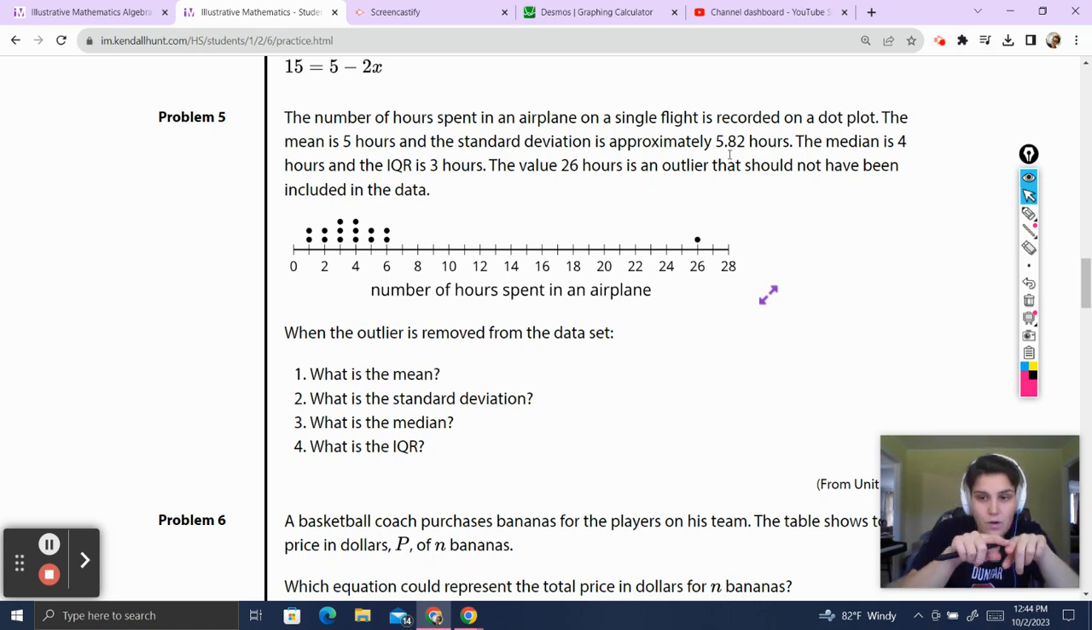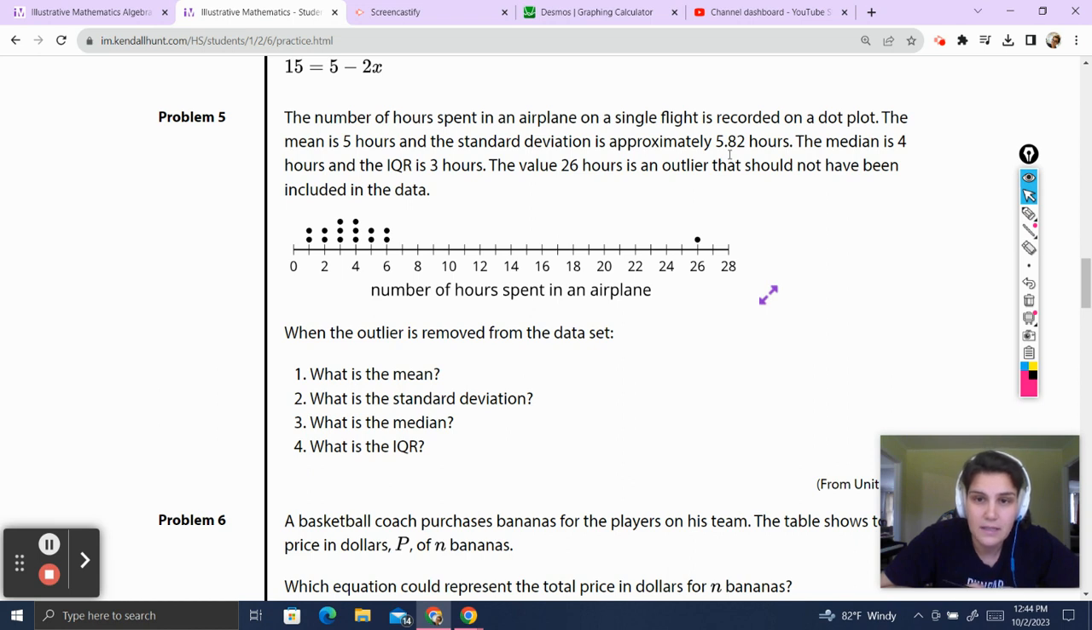But it is pretty normal to deviate about, I'm going to say about 6, because 5.82 is close to 6, about 6 hours above 5 hours and 6 hours below. Well, a little bit less than 6, because you can't have a negative flight. So a 5-hour flight would be normal, an 11-hour flight would be normal. A very short, close to 0-hour flight would be normal in this case because its standard deviation is about the range of normalness. The median is 4 hours, and the IQR is 3 hours.